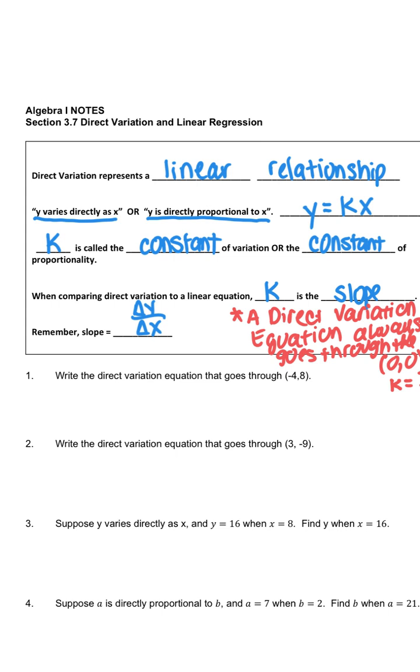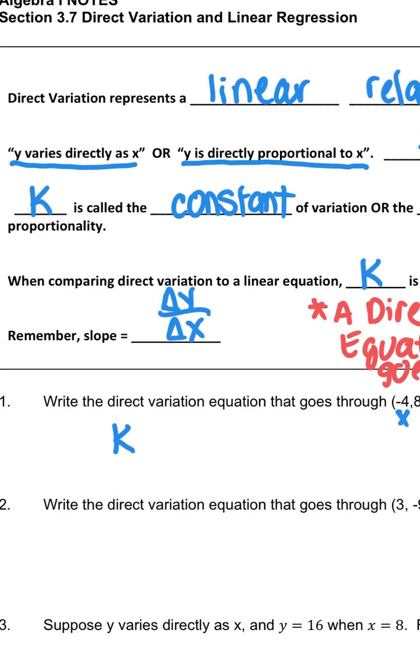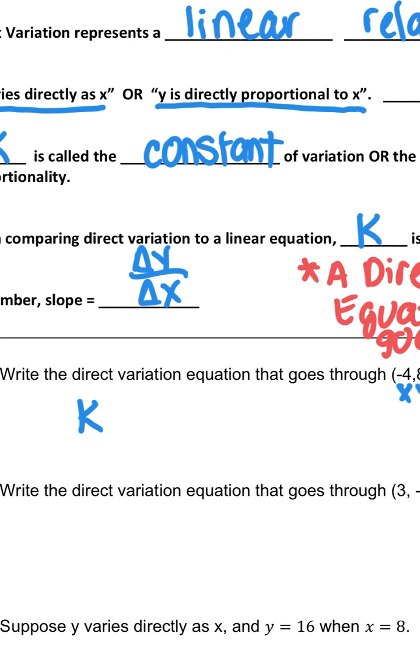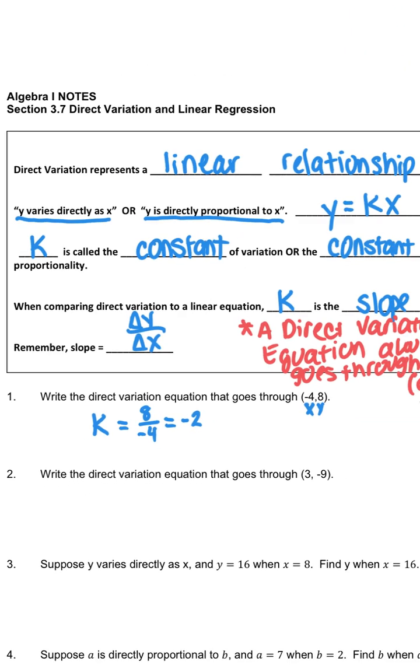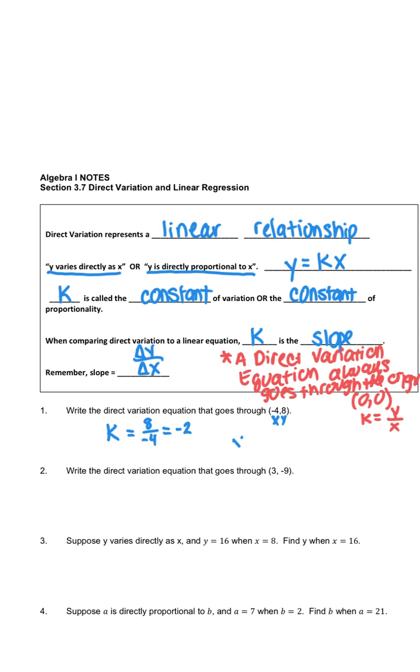So let's go ahead and do number 1. We have k here. Well, we see we are given an x and we're given a y, and k equals y over x. So let's put 8 over negative 4, and you must simplify, and that would be negative 2. Therefore, if k equals negative 2, our equation is y equals negative 2x.